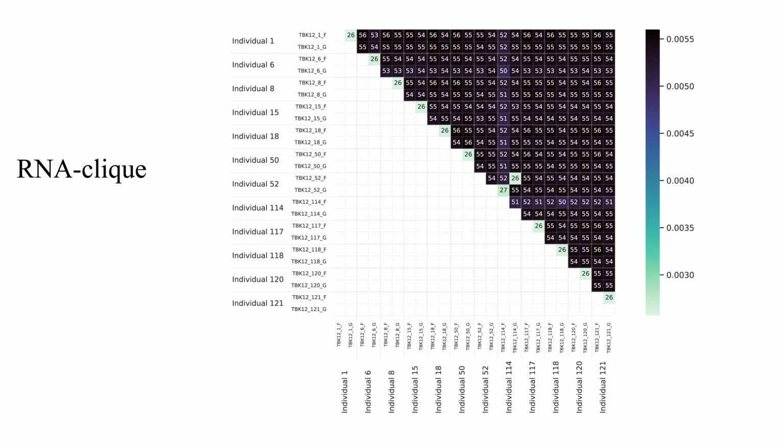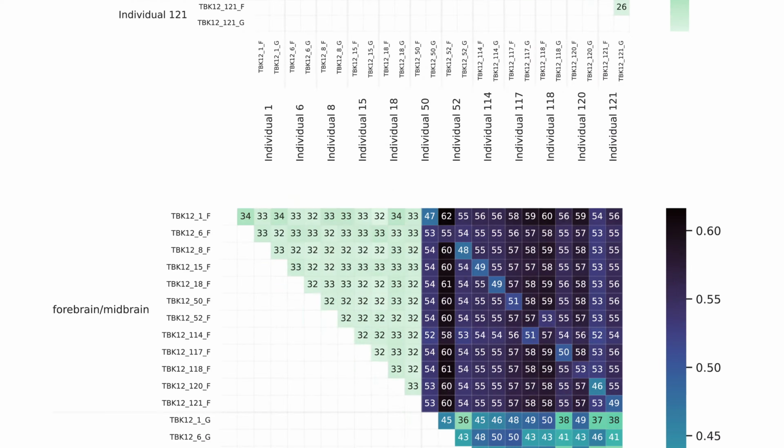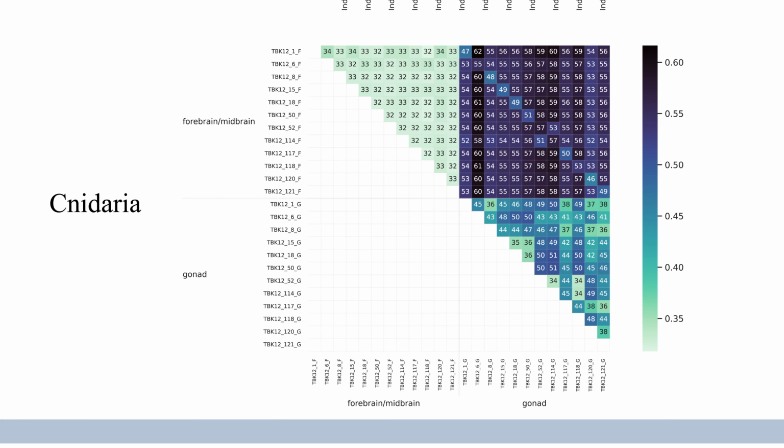For the bluehead wrasse dataset, the most similar samples according to RNA-clique were almost always those from the same individual. The exceptions were the samples from individuals 52 and 114, but we believe these exceptions are the result of labels having been swapped in the NCBI sequence read archive. For cnidaria, we see that the distances reflect differences in tissue type. Of course, this is not what we want to see for a genetic distance, so we conclude that RNA-clique also gives more reliable results for the bluehead wrasse dataset.